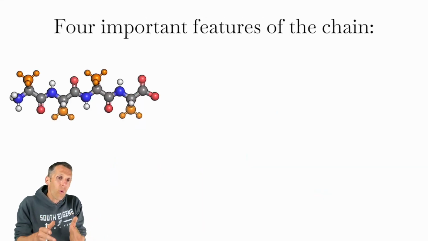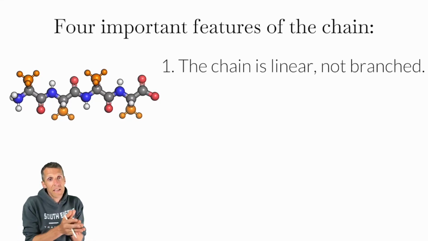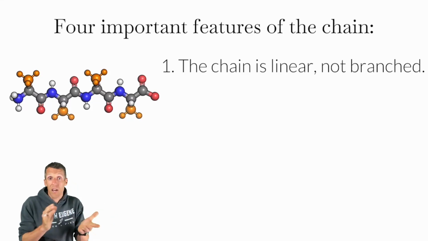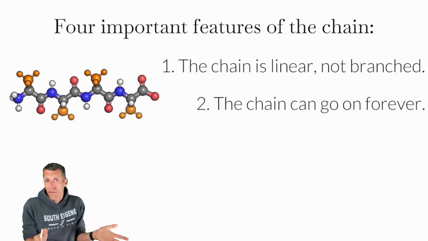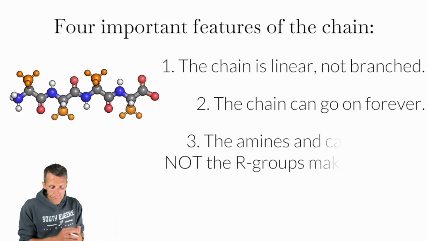Now there are really 4 important features of this chain I want to highlight. The first is that this chain is linear, not branched, right? It's just a single linear chain. There's no branching happening like you might see in, say, a carbohydrate. The chain is open-ended. It can go on forever, right? There's still a new place to add another amino acid after I add the next amino acid. If I add another amino acid, there'll be another place to add a new one.